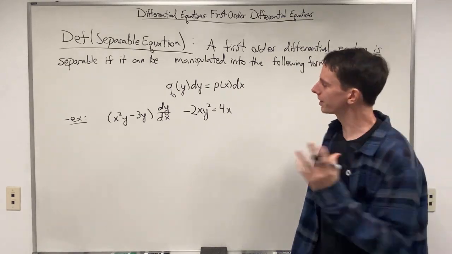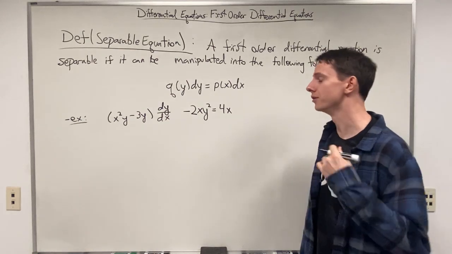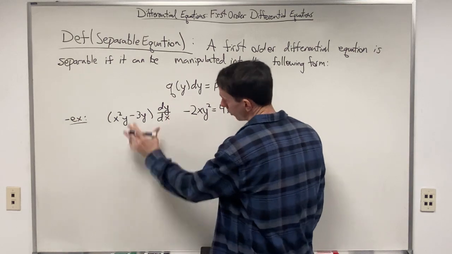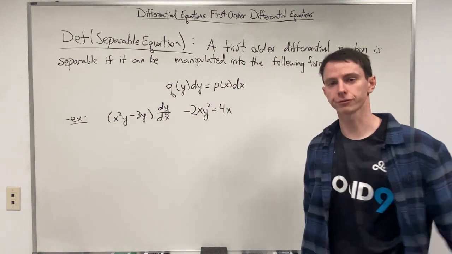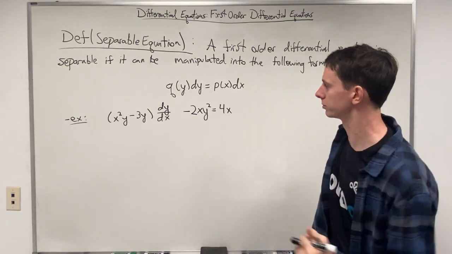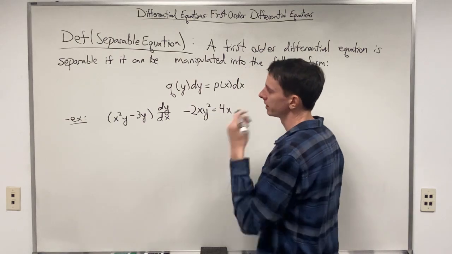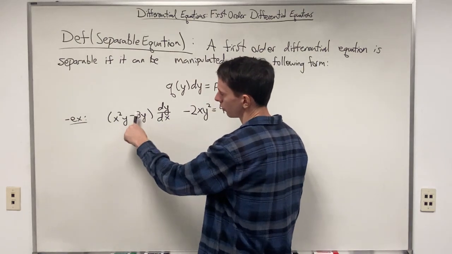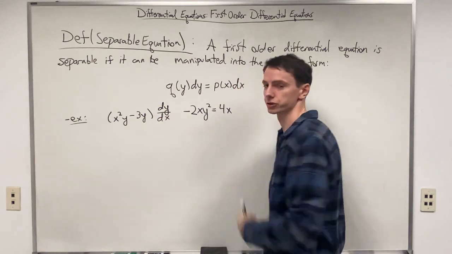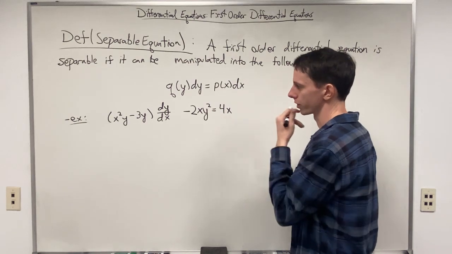All right, so now we have this very much, I guess, non-trivial looking nonlinear differential equation, and we're going to show first how this is a separable differential equation, and then we're going to show how we can apply that technique of separation of variables to actually solving it. Okay, so here's the example. It's this quantity x squared y minus 3y times the first derivative minus 2xy squared equals 4x.